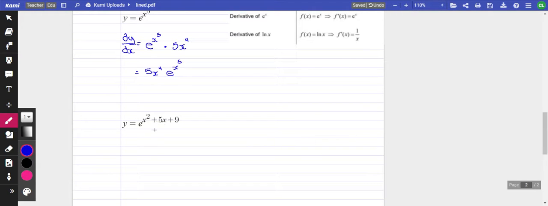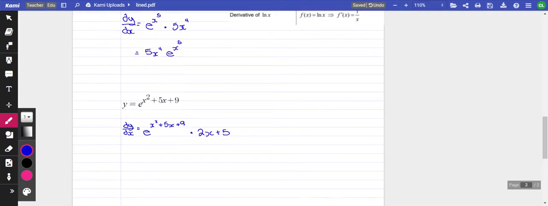So if I look at this one, again, I go dy over dx equals, first you take the derivative of the e, which is just write everything as is. It's e to the power of x squared plus 5x plus 9. And then we times it by the derivative of the exponent. So in this case, it's going to be 2x plus 5.